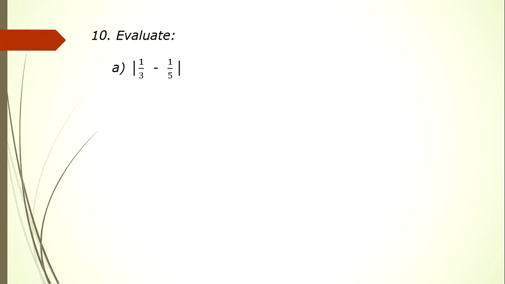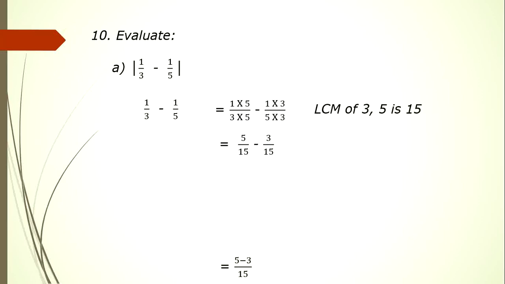Evaluate the absolute value of 1 by 3 minus 1 by 5. And do you remember, we are able to see some stroke before 1 by 3. What do we call that? Yes, of course, it's the absolute value. So let us do first 1 by 3 minus 1 by 5. 1 multiplied with 5, 3 multiplied with 5 minus 1 multiplied with 3 and 5 multiplied with 3, where we get 5 by 15 minus 3 by 15. 5 minus 3 by 15, nothing but 2 by 15. Now the absolute value of 2 by 15 is 2 by 15.